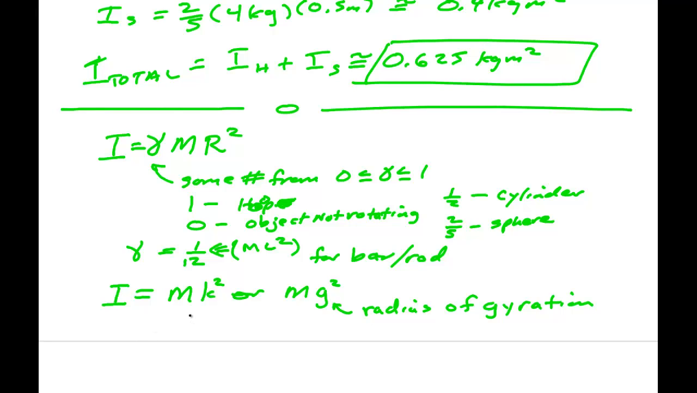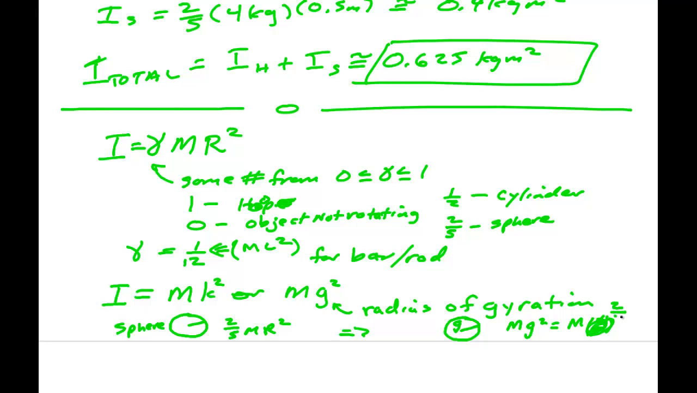And what they mean by that is that if you have a sphere, and it has 2/5 mr squared, if they were to turn that into a hoop, what radius of a hoop would they need to have exactly the same difficulty to rotate as the sphere? And what they find is that they need to have mg squared equal to m times 2/5, 2/5, I was right, 2/5 r squared. So you can cancel the m, and g is the square root of 2/5 of the r.